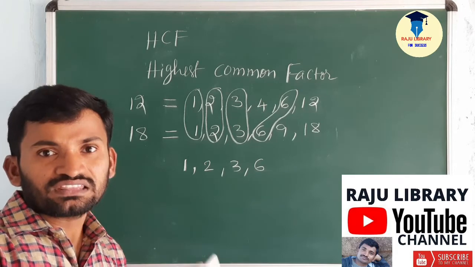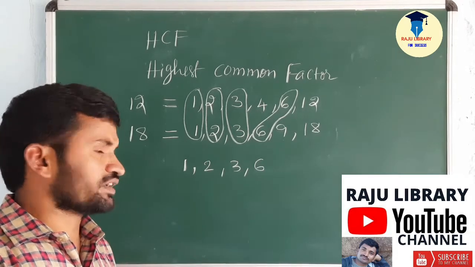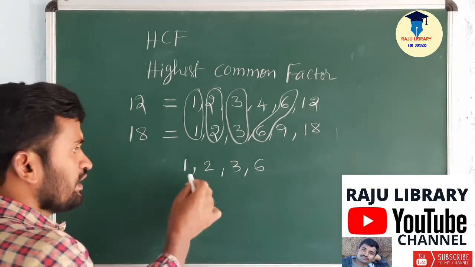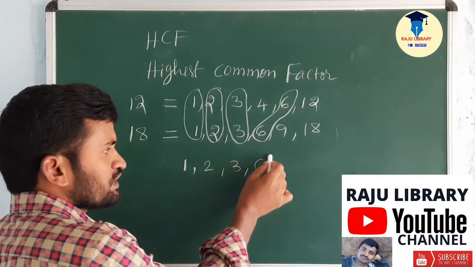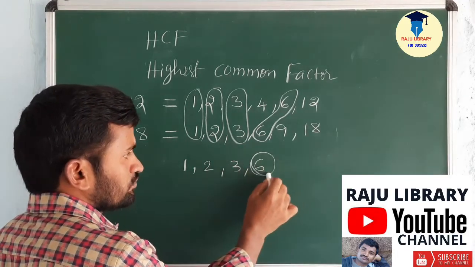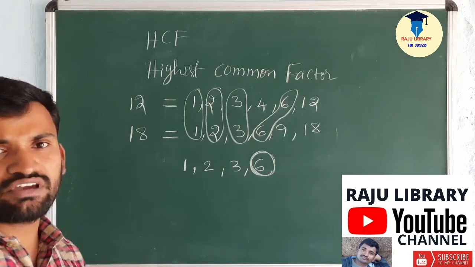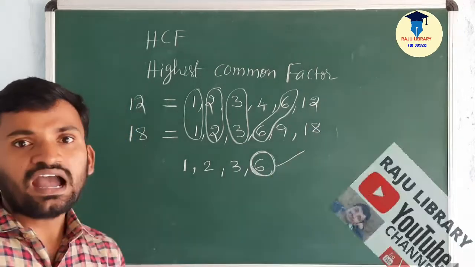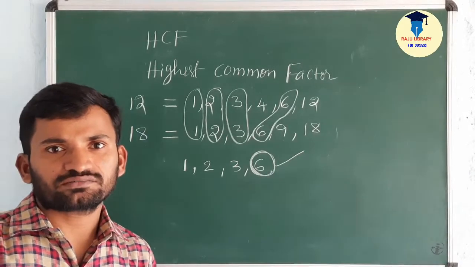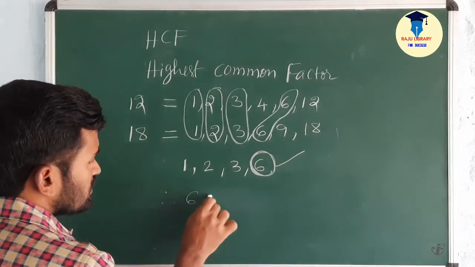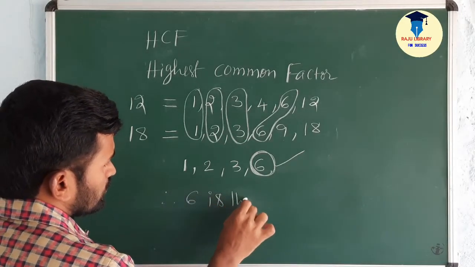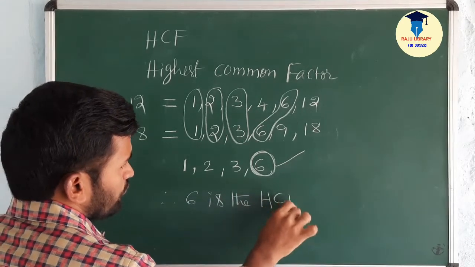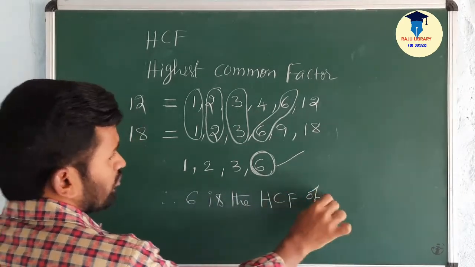Highest means the greatest common factor. By observing these numbers, 6 is the highest value, 6 is the greatest value. So this 6 we are considering as the highest common factor. Therefore 6 is the HCF of 12 and 18.